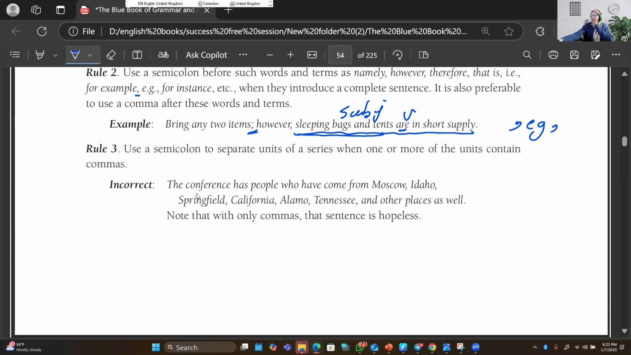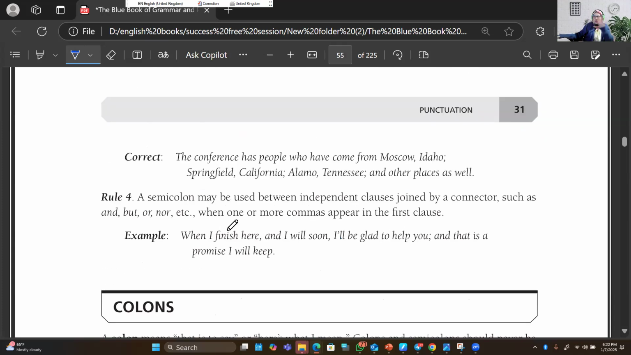For example, the conference has people who have come from Moscow, Ohio, Springfield, California, Alamo, Texas, and other places as well. Note that with only commas, the sentence is hopeless. Is it from Moscow, Ohio, or Springfield? So we have people from Moscow and Ohio and Springfield and California and Alamo? Well, what do you mean? Okay, let's read it in the correct way. It's going to be really clear.